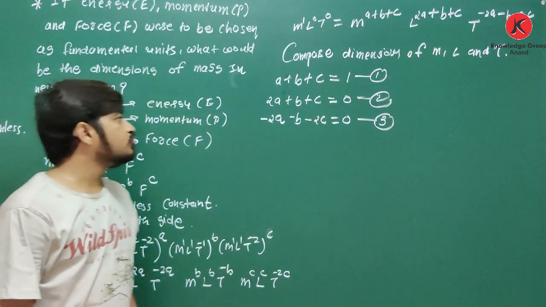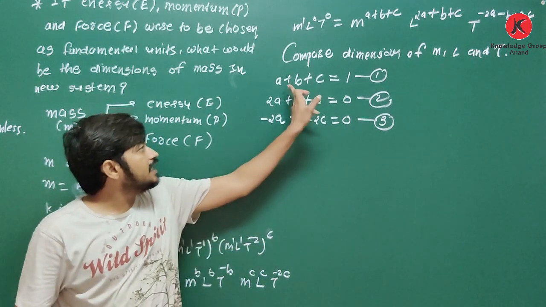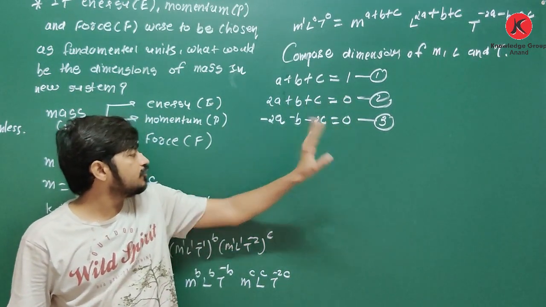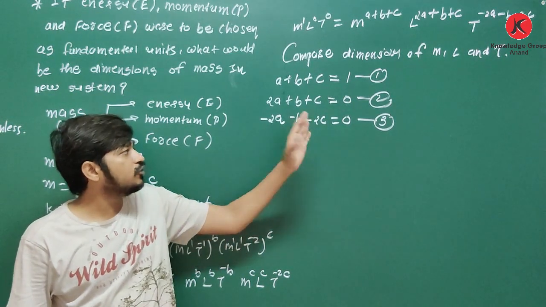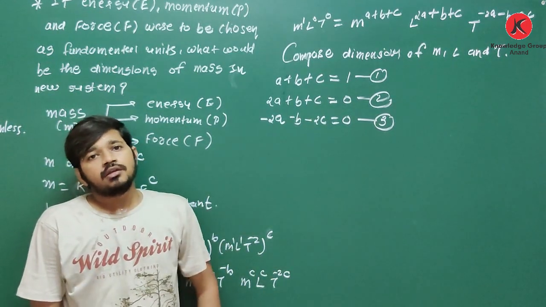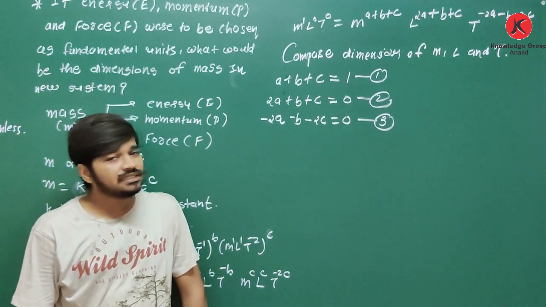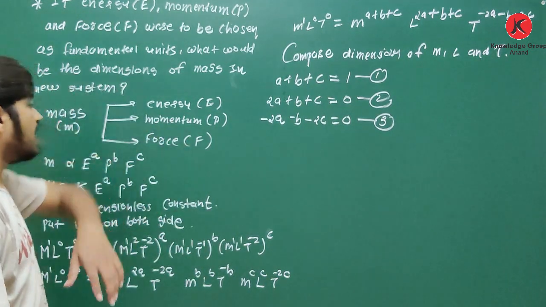Now you have 3 equations. That is a plus b plus c is equal to 1, then 2a plus b plus c is equal to 0, then minus 2a minus b minus 2c is equal to 0. Now you have to find a, b and c. How to find the values of a, b and c?